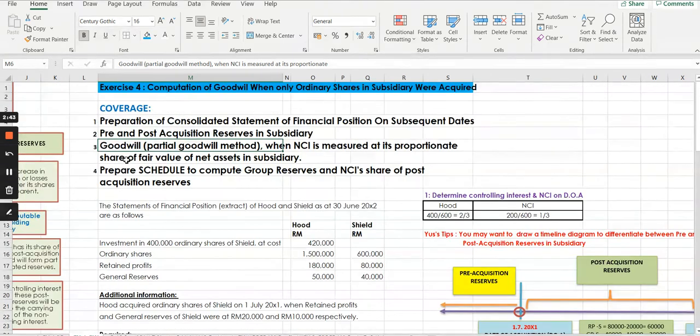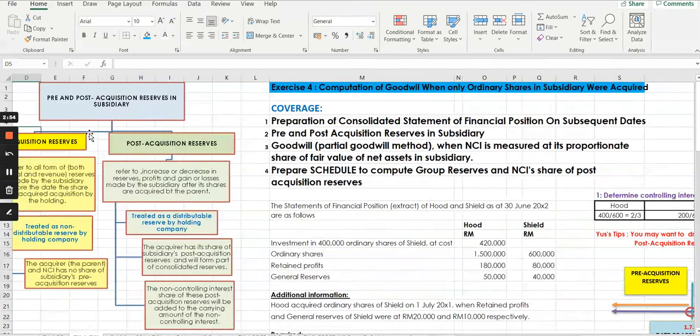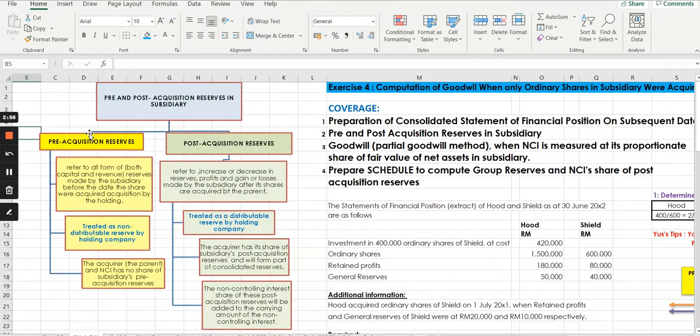Before we look at the question, I want to go through with you a little bit on the concept of pre-acquisition and post-acquisition reserve, because this question covers that concept. If you can recall, this is from the text in your reference list. The pre and post acquisition reserve in a subsidiary can be divided into two. So I put this separately: pre-acquisition reserve and post-acquisition reserve.